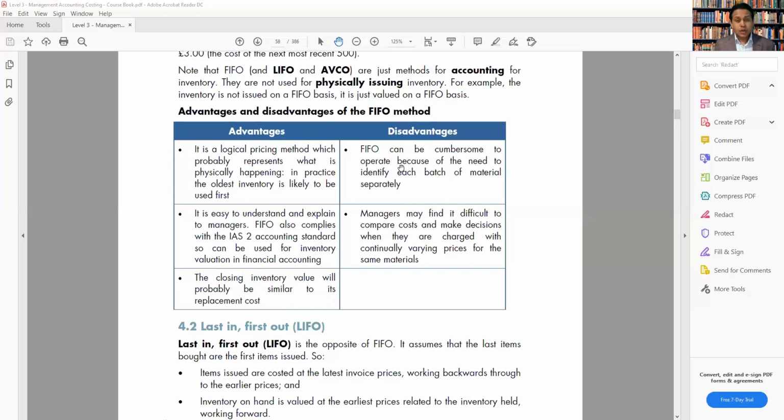Okay. What is the disadvantage of FIFO? FIFO can be cumbersome to operate because of the need to identify each batch of material separately. So you have to find some disadvantages as well. They're saying we have to keep the batches separately. Maybe it will be difficult to keep track of which one we bought first, after that which one, after that which one. And the manager may find it difficult. Maybe the manager will not understand the method very easily. That could be one of the disadvantages of using FIFO.